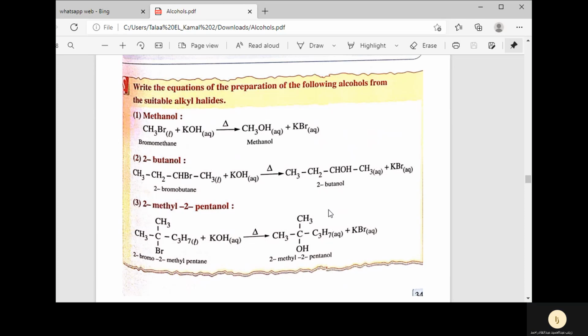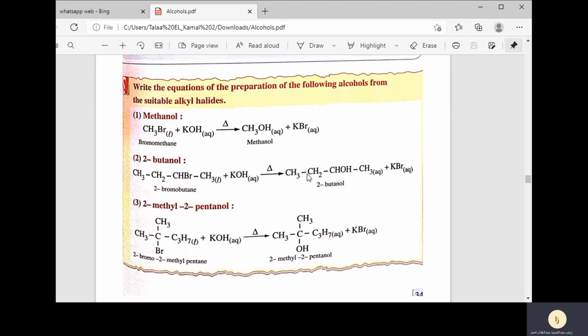Look at this question. Write the equations of preparation of the following alcohols from the alkyl halide. I want to prepare methanol, so what do I do? I remove the OH and put Br, so I take bromomethane or methyl bromide. What do I add to it? KOH aqueous, meaning alkaline hydrolysis in presence of heat. What will happen? K takes Br and the OH replaces it. So we get methanol.